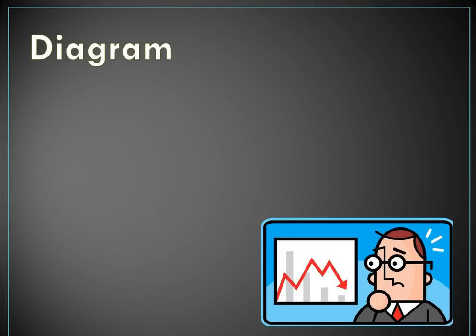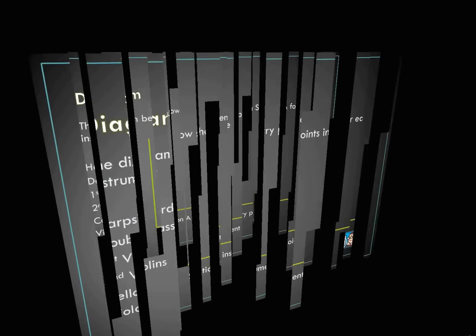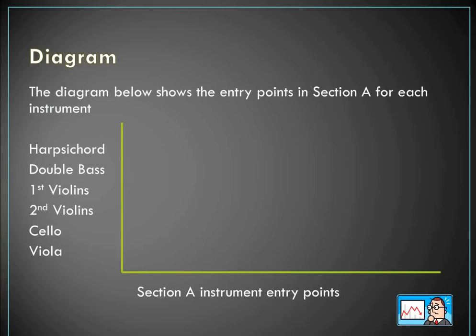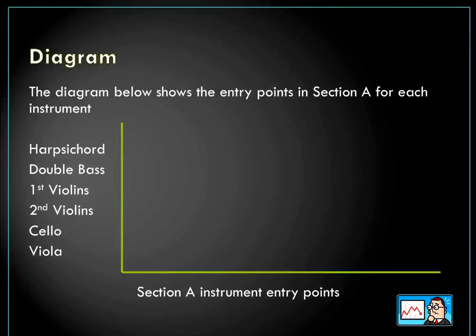Last bit is diagram. Again, this is really important. Even if you can't draw a diagram for the whole thing that you're listening to, try and do something. So you need to use a diagram and label where each instrument comes in or out of each section. Because there's space on my page, I haven't done all sections, but the topic sentence is, the diagram below shows the entry points in section A for each instrument. So I've listed them in order as they come in. So we had harpsichord, double bass, first violins, second violins, cello and viola.